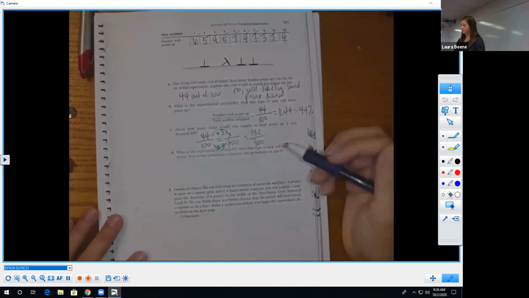Still waking up this morning, so let me double check my math here. Make sure I did it correctly. 44 times 3. Yes, it's 132. So 132 out of 300.